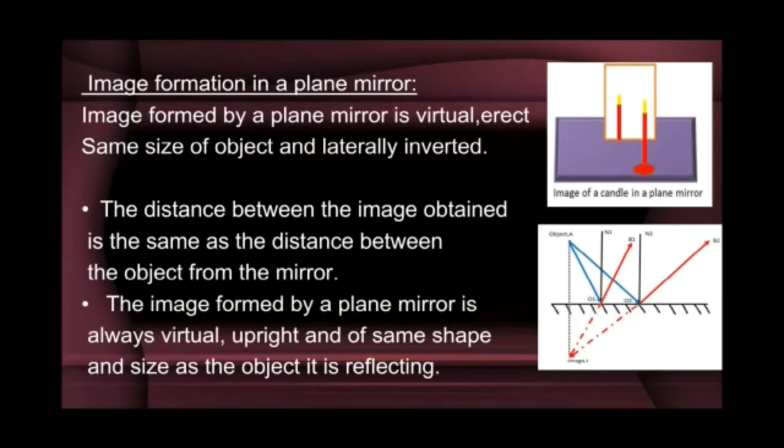When the normal, incident ray and reflected ray meet at the same point, this point is also known as the point of incidence.